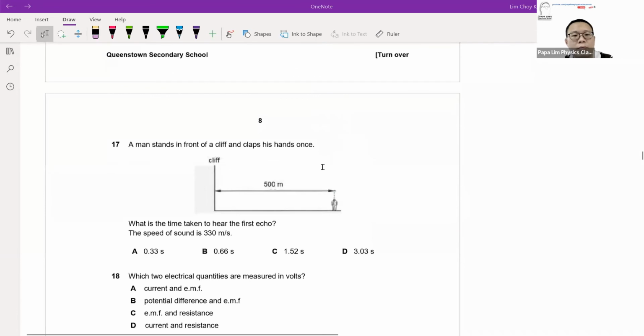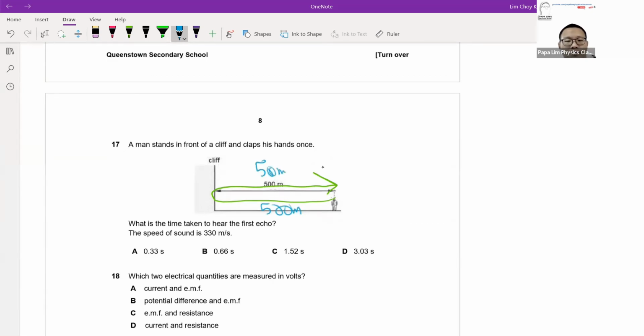Now the cliff question: what happens when a man stands in front of a cliff and claps his hand once? Here we look at echo, whereby the sound travels from the man all the way to the wall, hits the wall and comes back again. So the distance traveled by this wave is twice the distance apart. This will be 500 meters, and this will be 500 meters. So in total, you are looking at a travel of 1 kilometer.